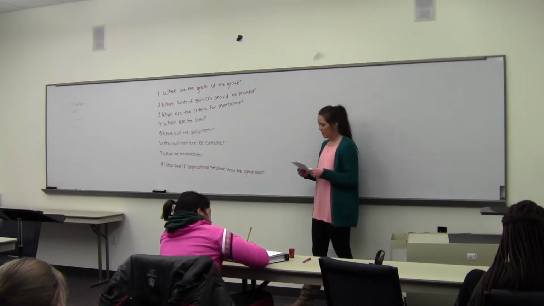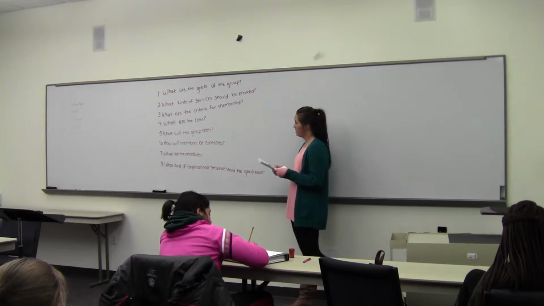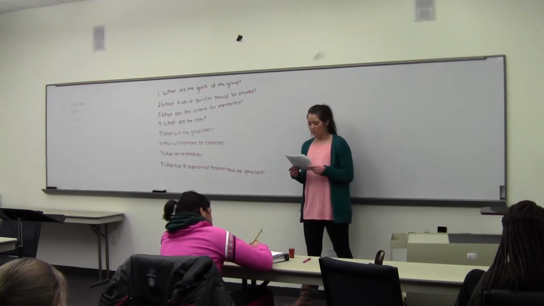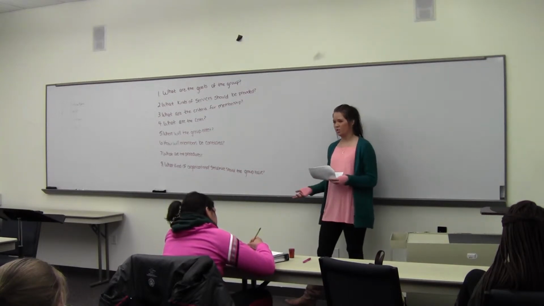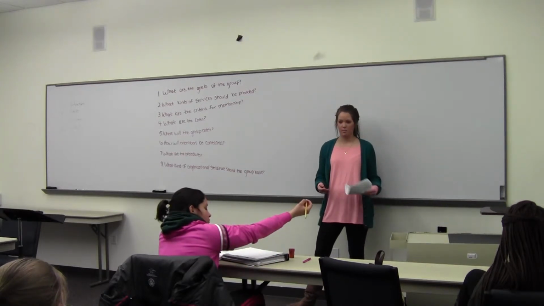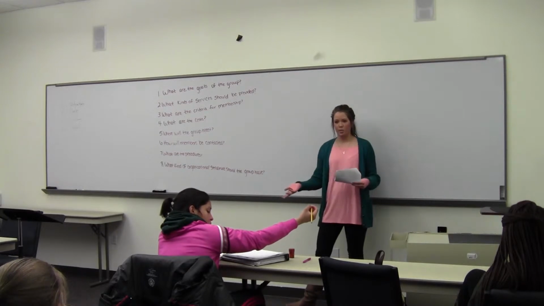The next is, what kinds of services should be provided to meet these goals? So it's just what extra help do we need? What outside sources do we need? Other resources? Who do we need to be in relation with? What other groups?